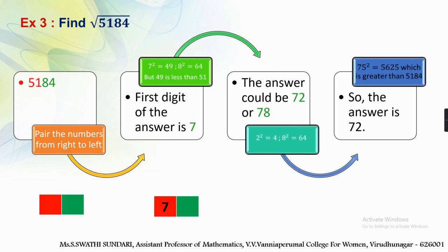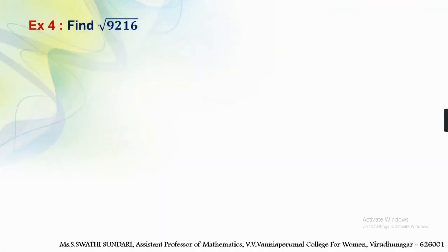And next we take the other pair 84, which ends with 4. So, we have to find the perfect squares which end with 4. That is 2 squared is 4 and 8 squared is 64. So, the answer will be 72 or 78. But we know that 75 squared is 5625, which is greater than 5184. So, our answer must be smaller than 75. So, the answer is 72.